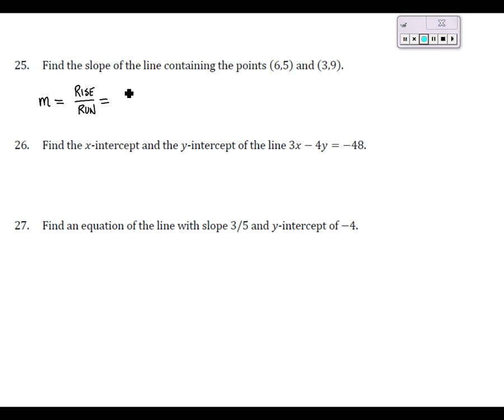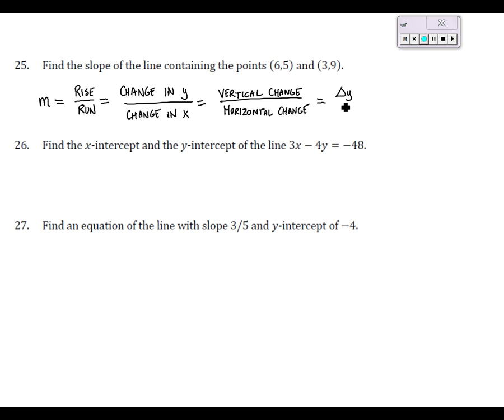Or sometimes people say, actually write out the words, change in y over change in x. Or you could say vertical change over horizontal change or whatever. There are lots of ways you could say this, because it's such an important idea. You could say change in the output as a result of the change of the input. Or sometimes people just say change in y over change in x using the Greek uppercase letter delta.